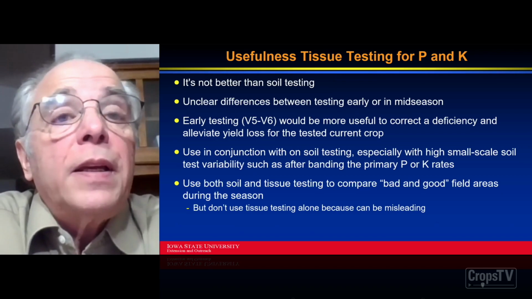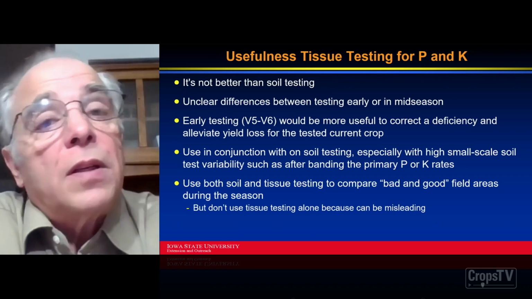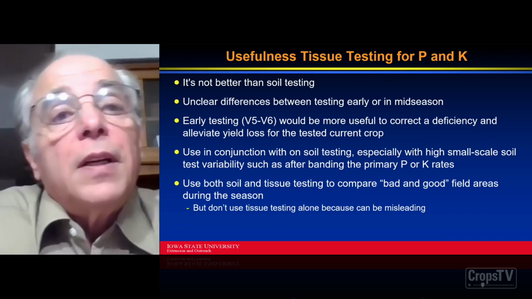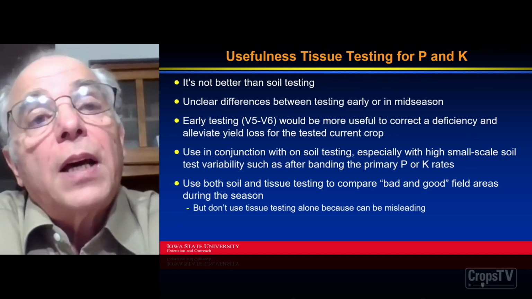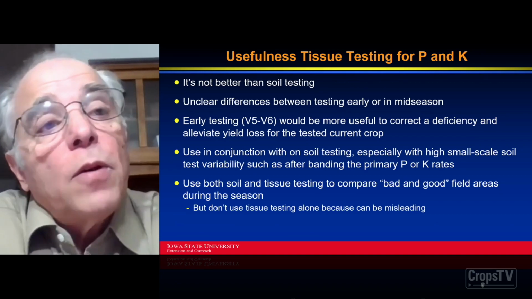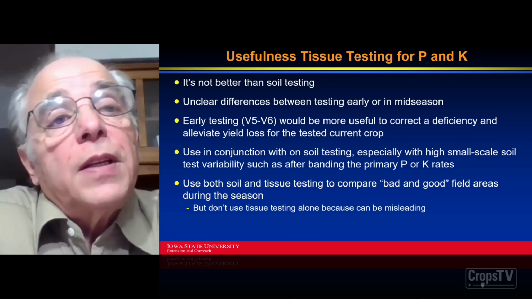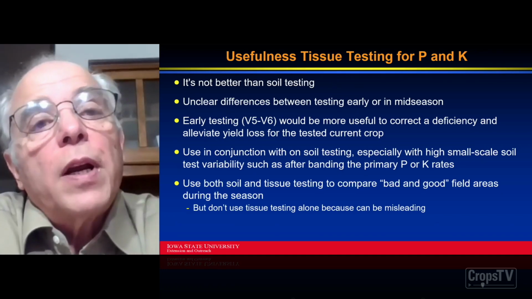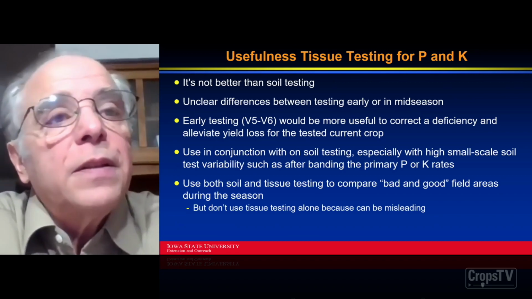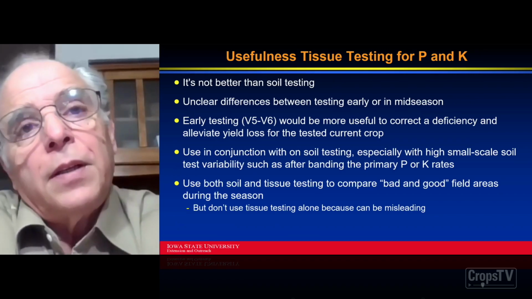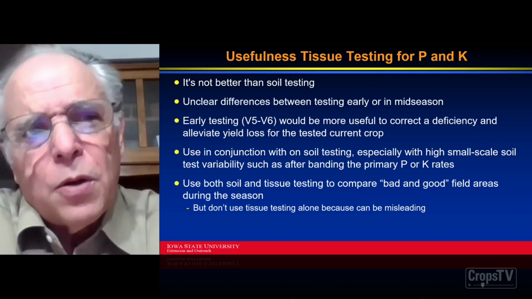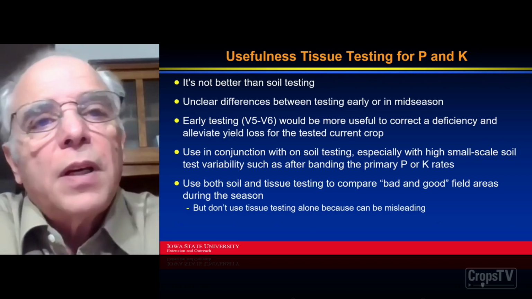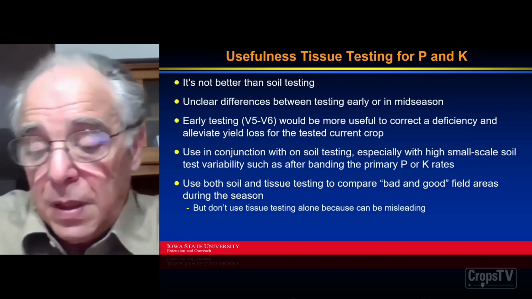I see another way this could be used, which many people do, is when they see something different, say green areas, yellow areas, bad or good in a field, then you can do both soil and tissue testing, even though we may not have the calibrations for whatever time of the year you will be doing this. But if you do both, then you can have an idea what's going on between the bad and the good areas. Don't do just the tissue testing, because that could be very misleading.